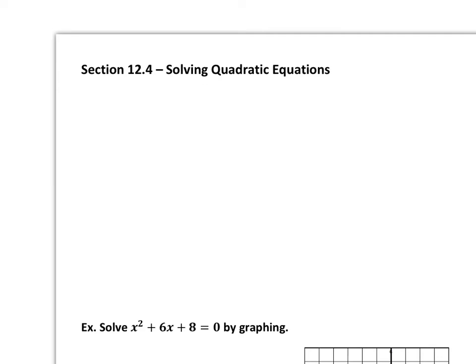All right, ladies and gentlemen, today we're going to look at solving quadratic equations, section 12.4. This is our first time looking at actually solving a quadratic. We've been dealing with quadratics quite a bit. We were factoring them before Christmas. Now we've been looking at graphing them, standard form, vertex form, but this is our first time actually solving a quadratic.